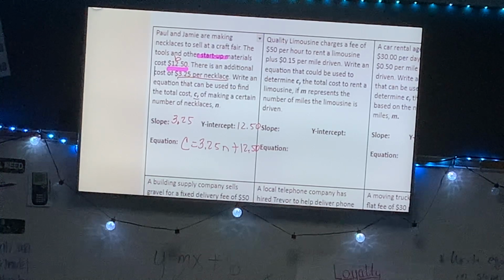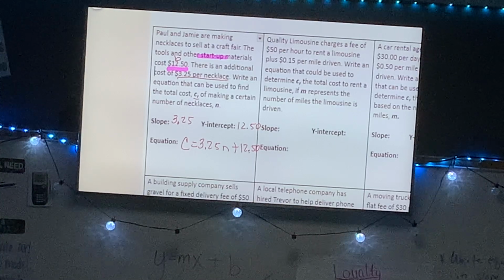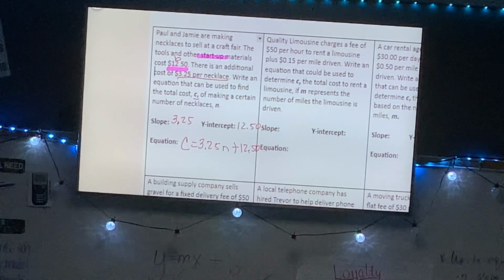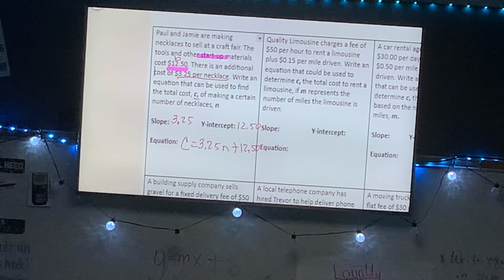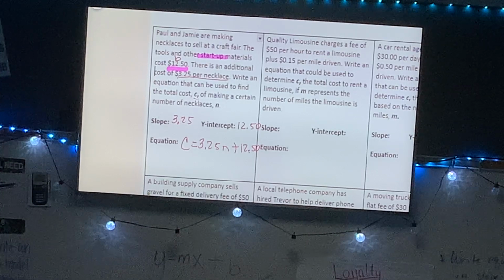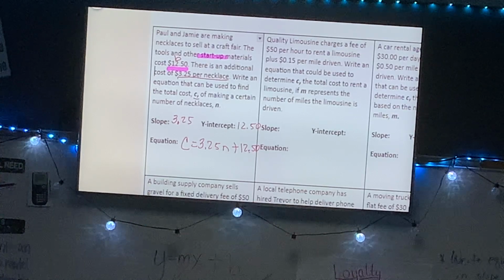So if they tell you they want you to use certain letters, yes, you'd have to use certain letters, because that's how it would be on a STAR test, okay? I just don't want you to get confused. Why do you use different letters? They'll tell you what the letters mean, okay? And you're not going to have a letter with a y-intercept.